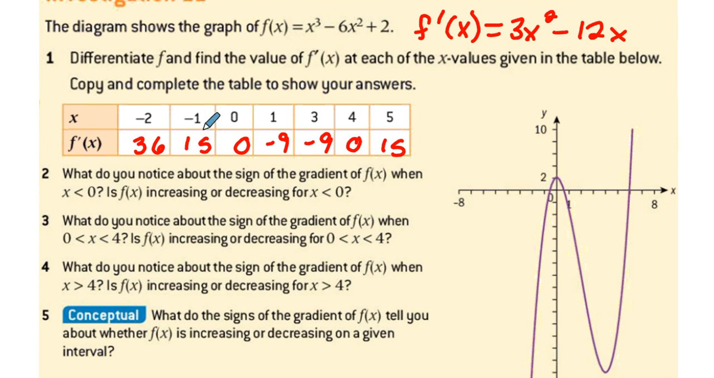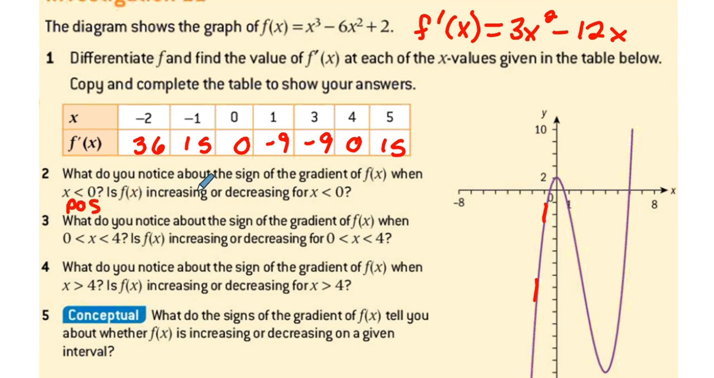So this is the slope at -2. This is the slope at -1. So if you look at your graph, at -2, so right about here, there's my slope. At -1, that looks like that point, there's my slope. So what do you notice about the slope when your x values are negative? They're positive. Good.